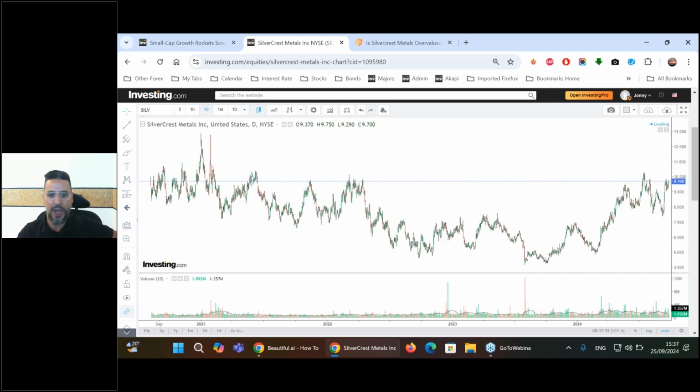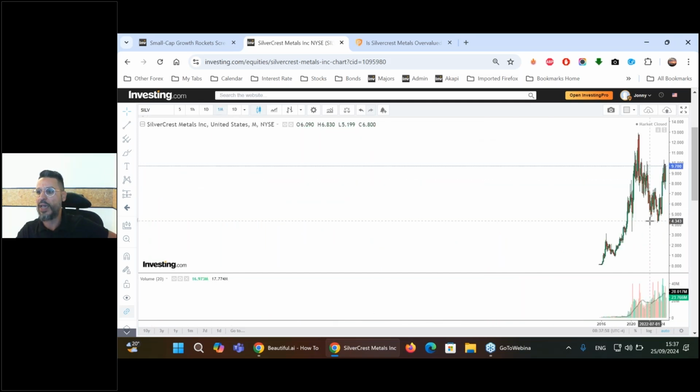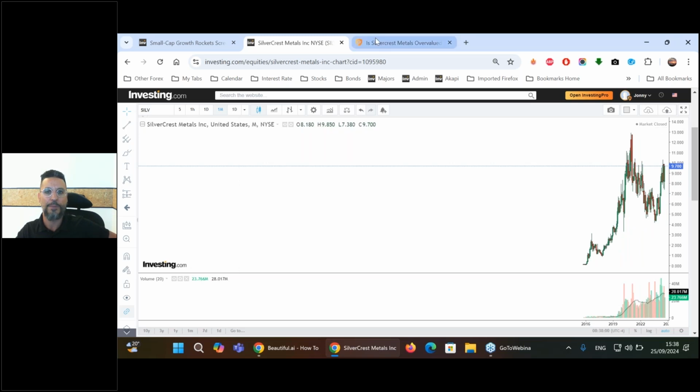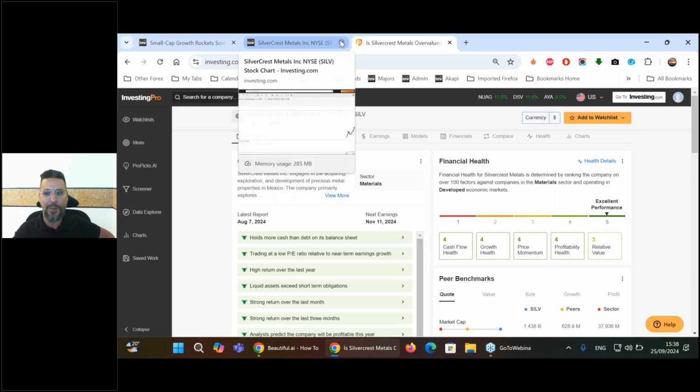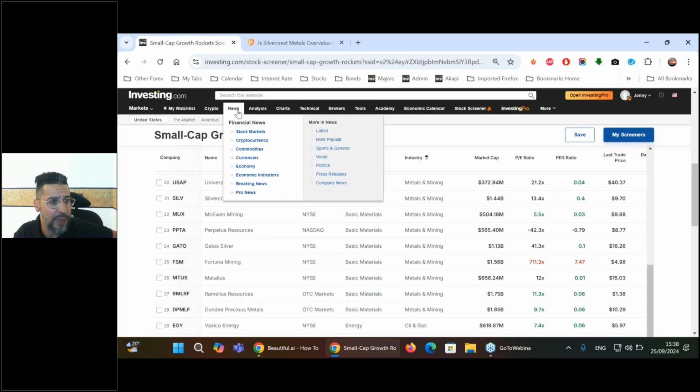Zooming out, you see here strong resistance in this area, $10.12, $10.17. So again, a break above $10.30, and we could see a test of the all-time highs just below $13. So again, Silvercrest Metals, with its immaculate, excellent financial health score over here, is definitely a name on my radar.